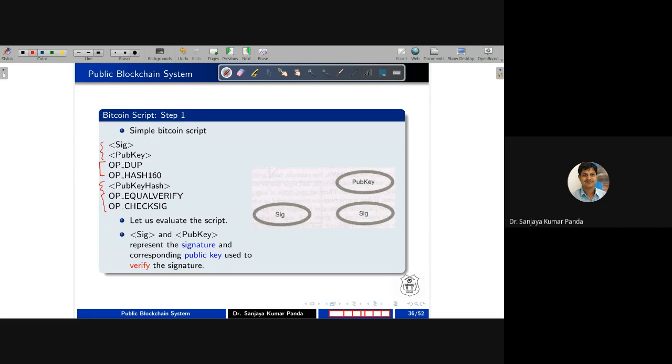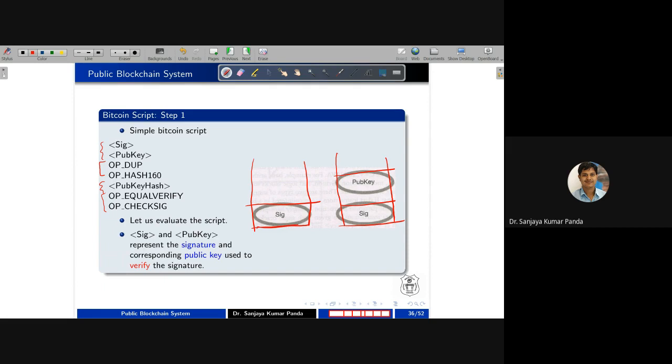Okay, so let us evaluate this particular script. You can see the first one is SIG. SIG is signature. As I told you, this is a stack, right? First, you need to put a signature into the stack. Initially, your stack is empty, but now you put a signature inside the stack. Now, you have added another data instruction, that is called your pop key. On top of the signature, you put another element called pop key.